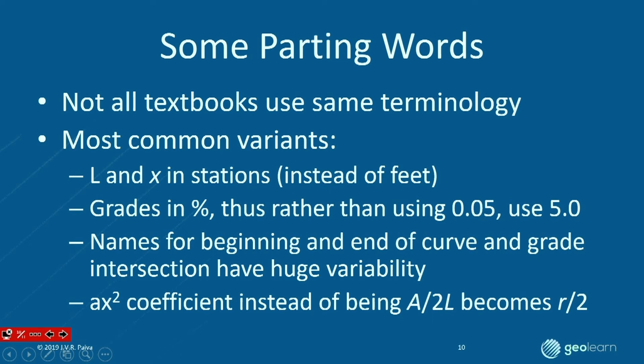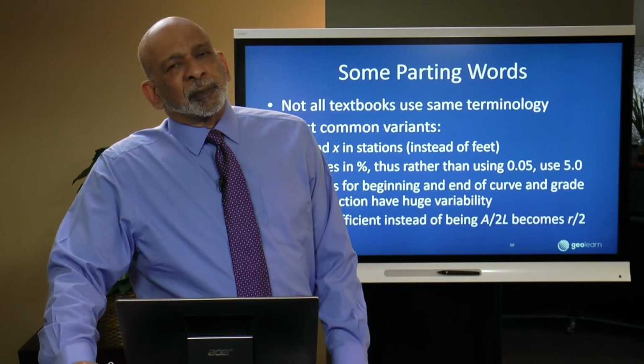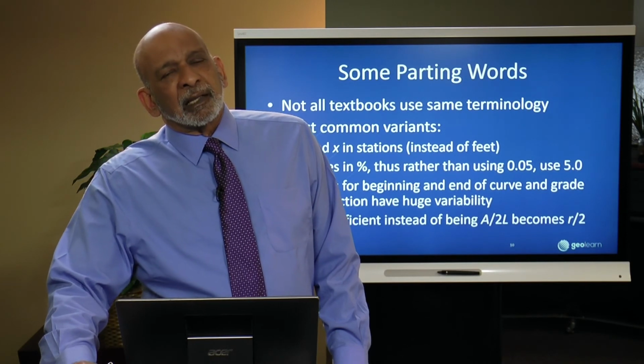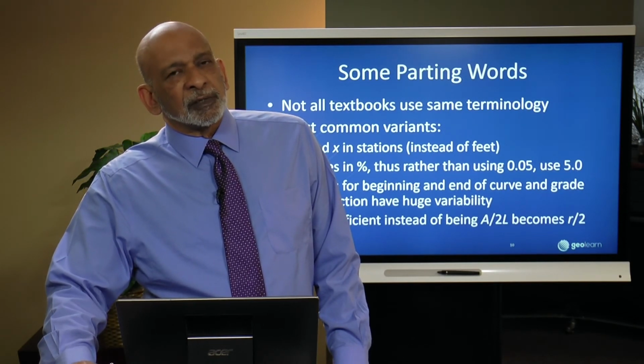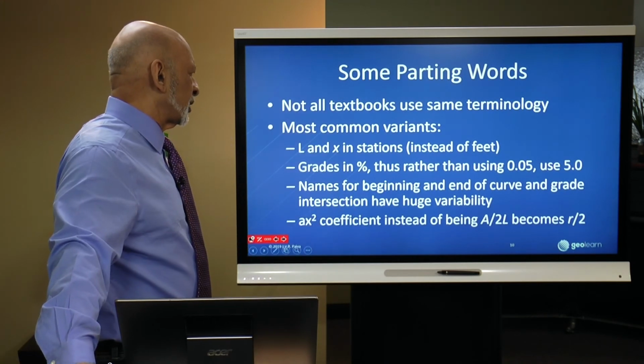The names for the beginning and end of the curve and the grade intersection have huge variability. I've seen quite a few ways that different textbooks indicate it. That's not such a big deal. As long as you speak English and you understand the terms, you can usually figure it out by reading the introduction to the vertical curve segment.